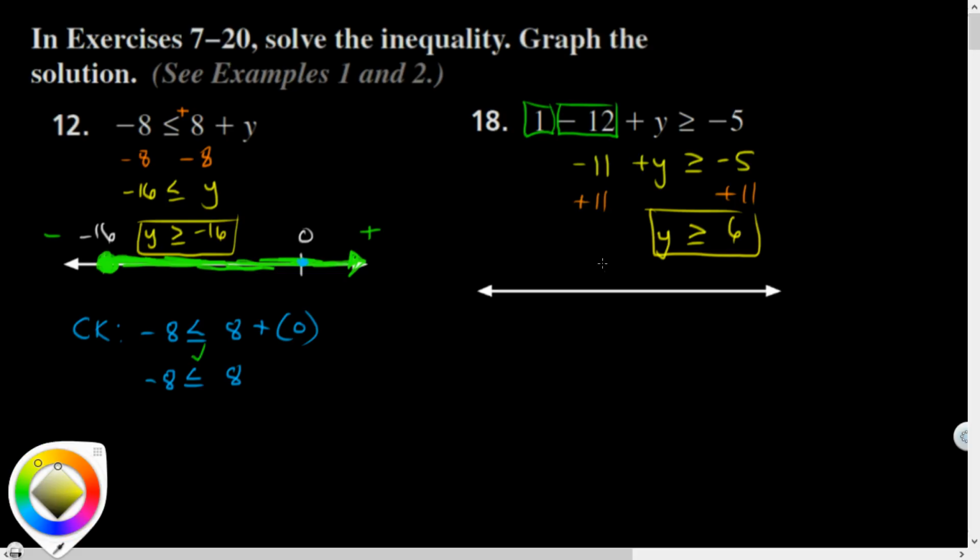And so when I graph it, as we like to say, 0 and 6 on the number line. I'm not looking for nothing fancy. Closed circle or open circle?